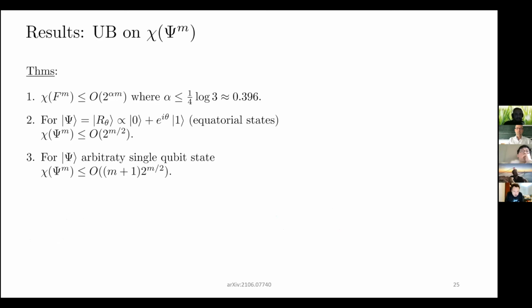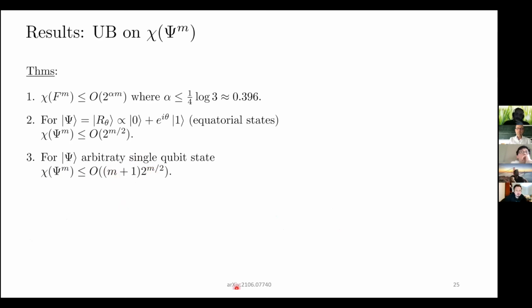Okay, and another theorem we show, which is the full generalization, the full picture for single qubit states. For an arbitrary single qubit state, we show a stabilizer rank upper bound that is basically 2 to the half m, but with this prefactor of m+1.